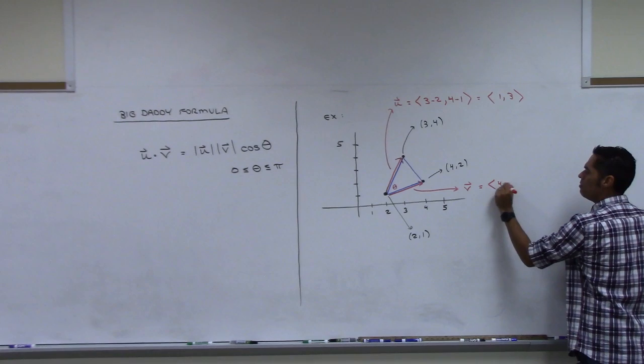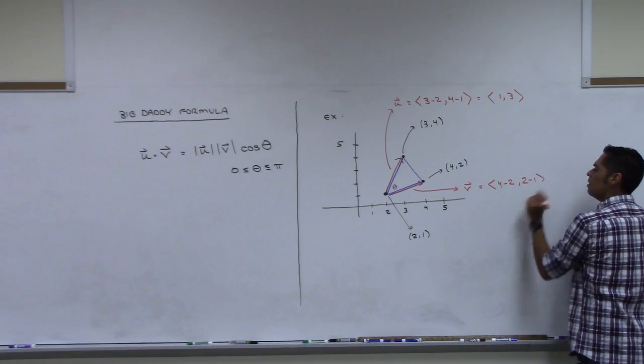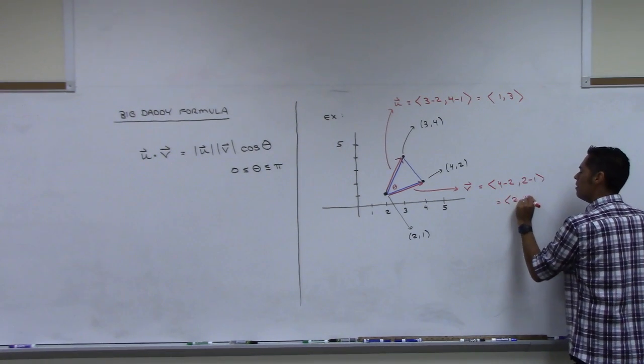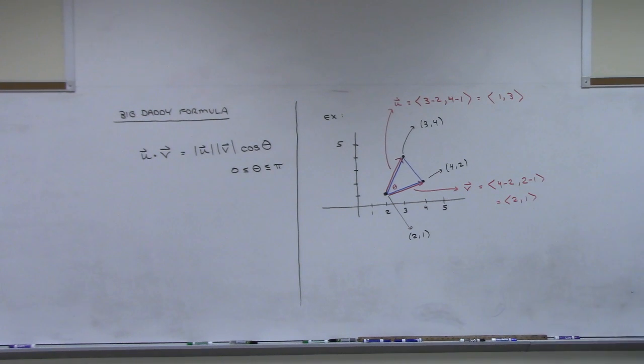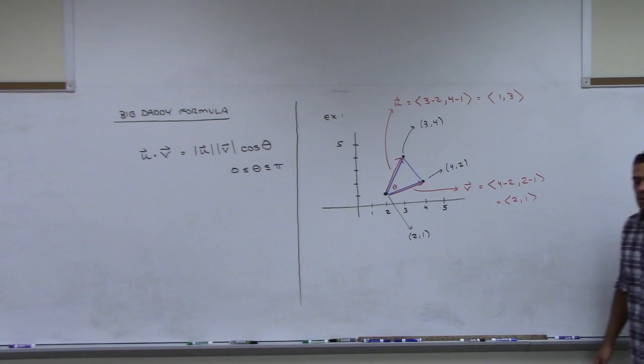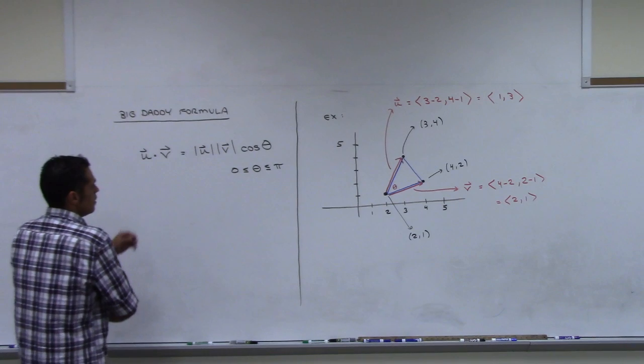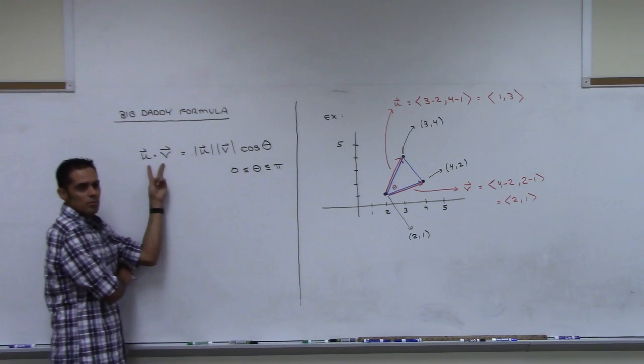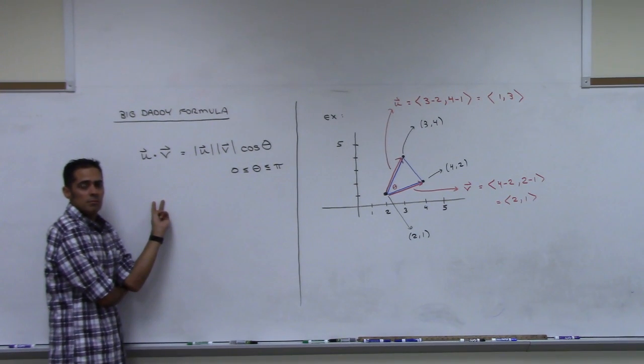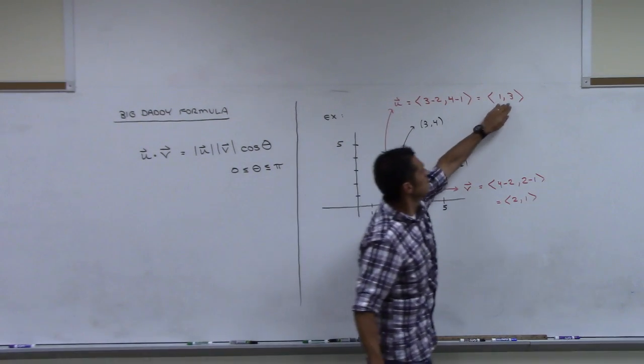So 4 minus 2, 2 minus 1, which is the vector 2, 1. Yes? Now, let's come over to this formula. Could you right now calculate u dot v? Could you dot these 2 vectors together for me?